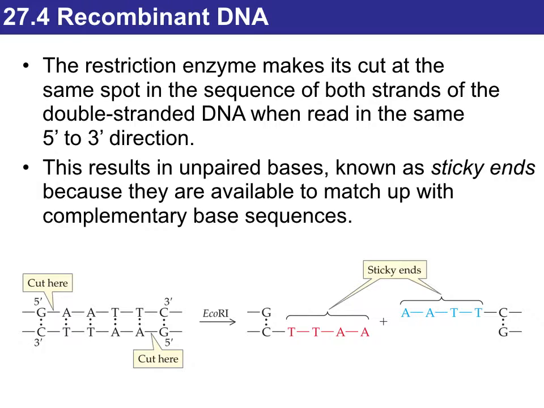How do we do this? Well, we use restriction enzymes. Those are the scissors that we use for recombination of DNA. What they do is act on a sequence in both strands of the double-stranded DNA, reading in the same 5' to 3' direction. When you use those restriction enzymes, they cut the DNA and leave parts that we call sticky ends, because those are going to be able to match up with the bases of complementary sequences.